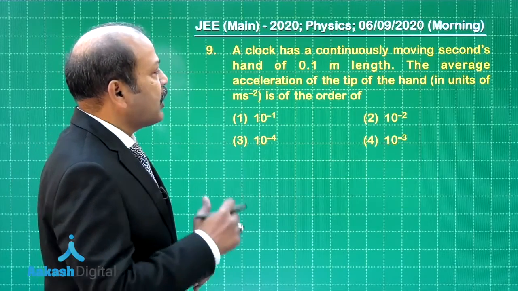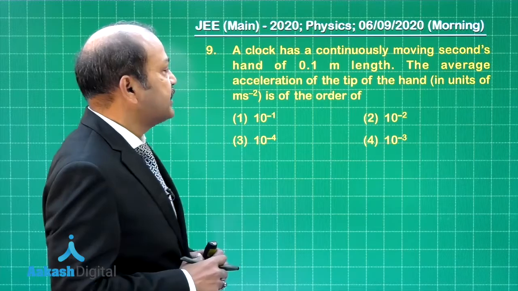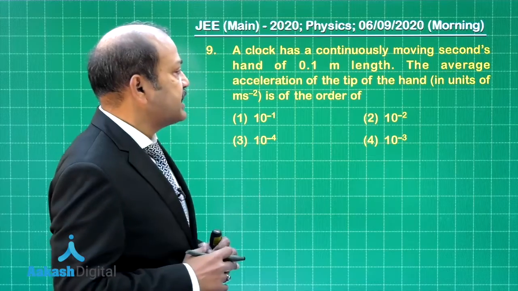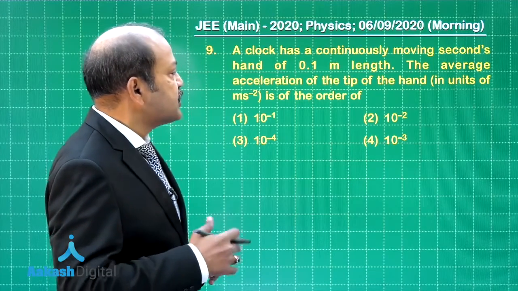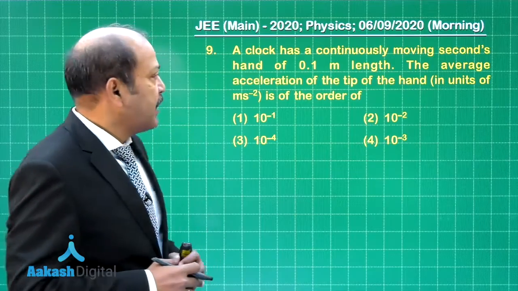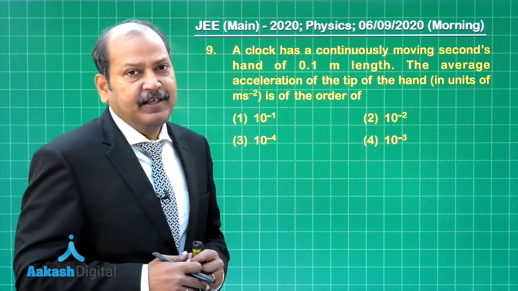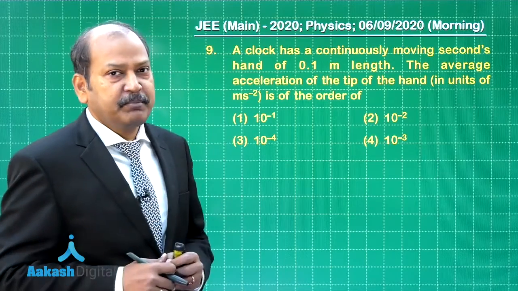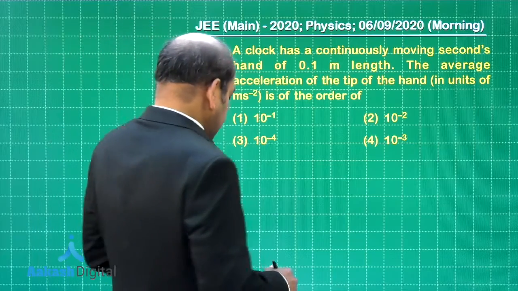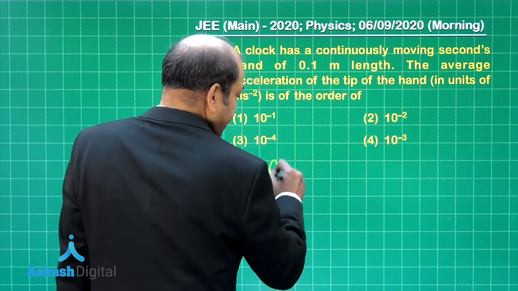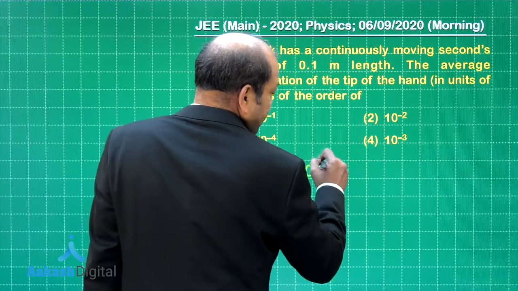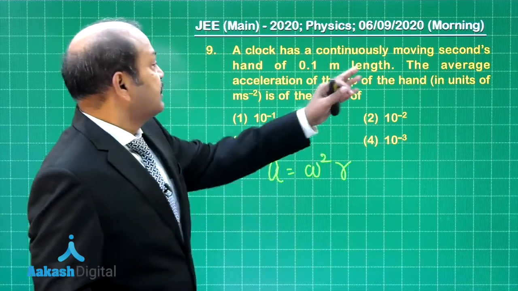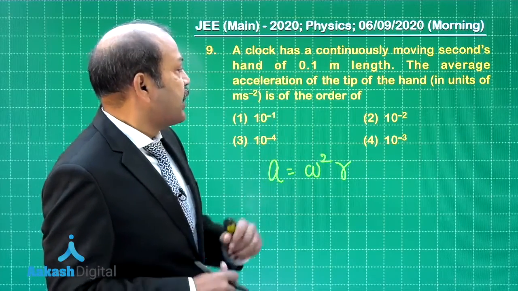Question 9 says a clock has a continuously moving seconds hand of 0.1 meter length. The average acceleration of the tip of the hand in units of meter per second square is of the order of. Well, the acceleration of the tip of the hand is basically the centripetal acceleration directed towards the center of the circular path, and the expression for the centripetal acceleration is a equal to omega square into r. Okay. r is given, the length in fact has been given 0.1 meter.